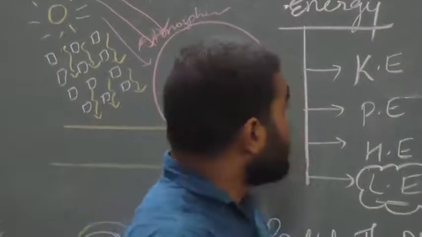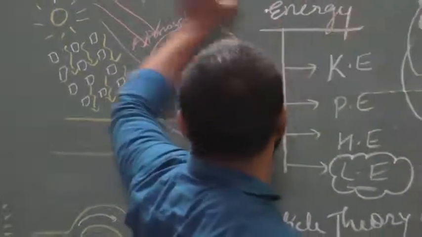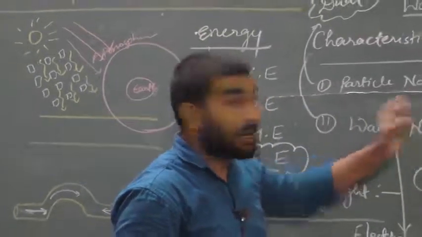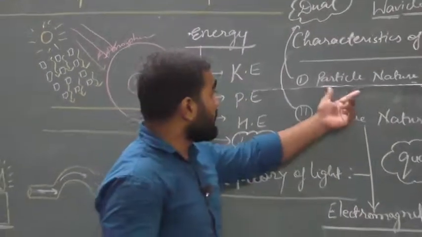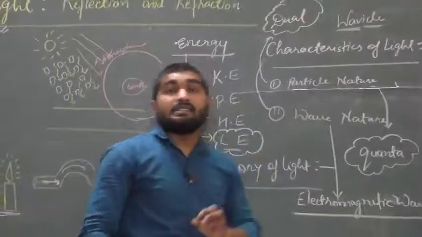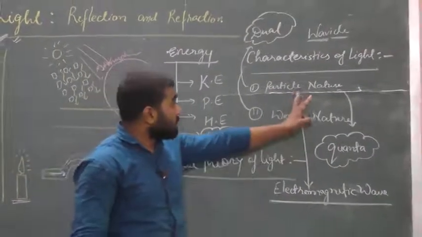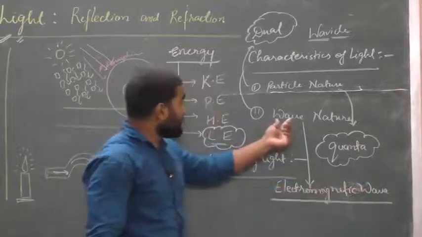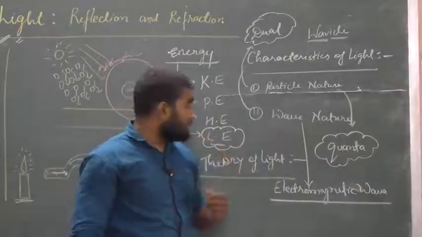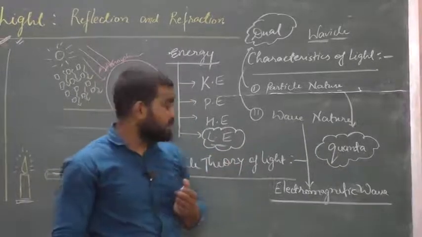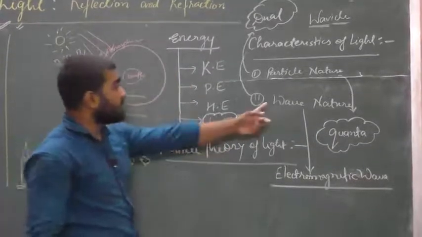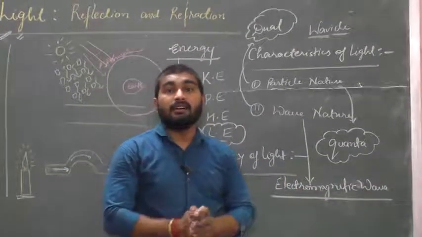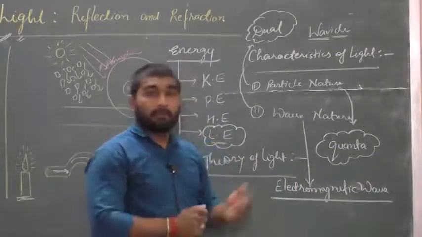So there are two natures shown by light. The first nature is particle nature, which is described by the particle theory of light. So what is the particle theory of light? Light contains many particles in the form of quanta. And what is quanta? They are packets of energy. The second nature is wave nature, which is described by the wave theory of light. And what is the wave theory of light? Light is an electromagnetic wave which does not require a material medium for its propagation.